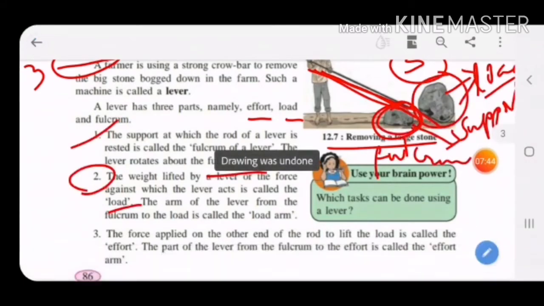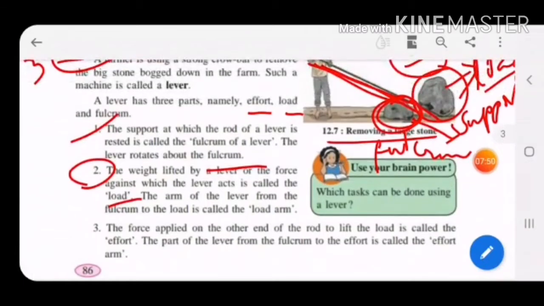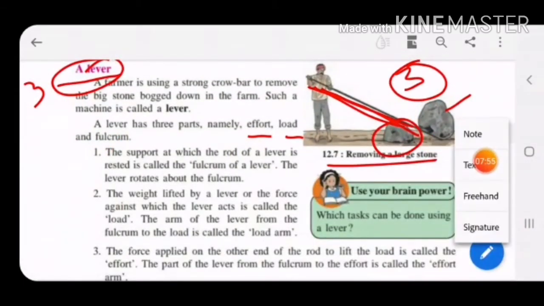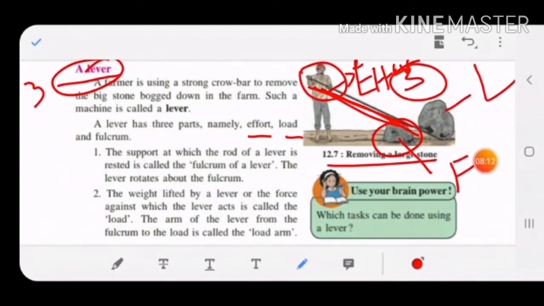Now the third part, the force applied on the other end of the rod to lift the load, is called the effort. Now children, to remove this stone, the person is applying the force from here. Yes or no? He is applying a force. So this end is called an effort. Understood? This down one is a fulcrum. This one is a load, and the upper end, where he applies the force, will be called the effort. So these are the three main parts: effort, load, and fulcrum.